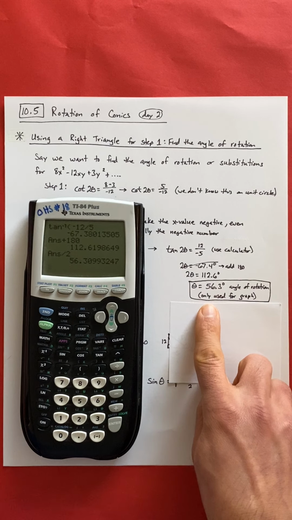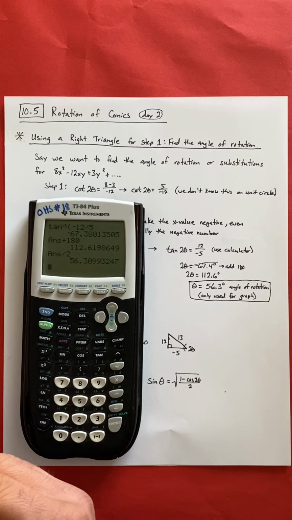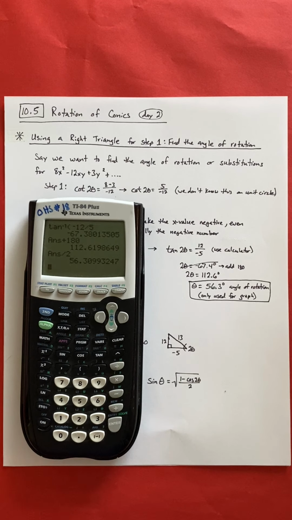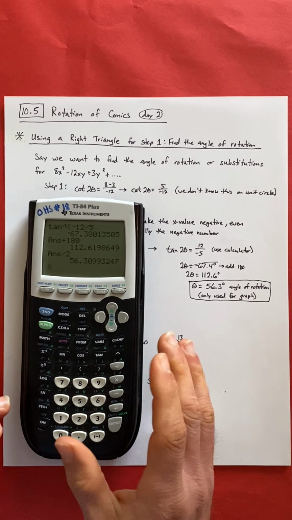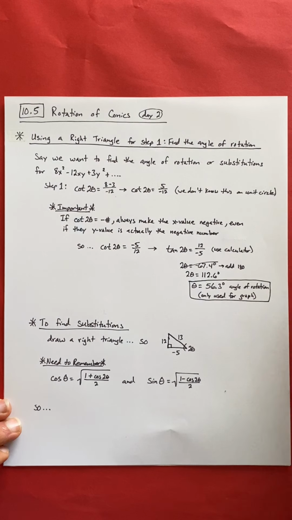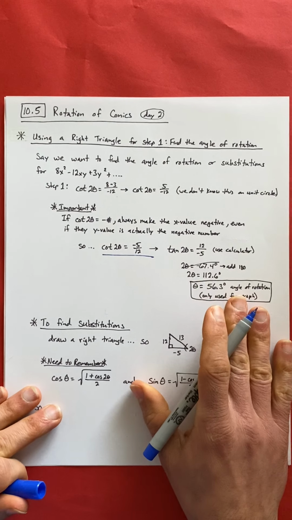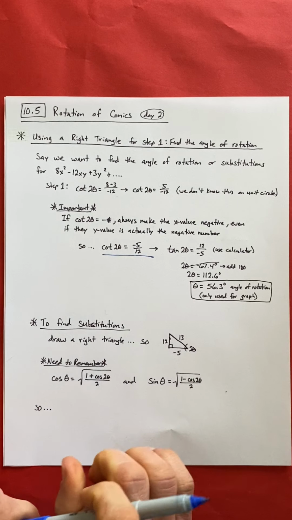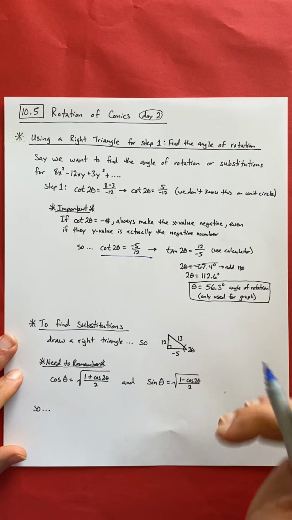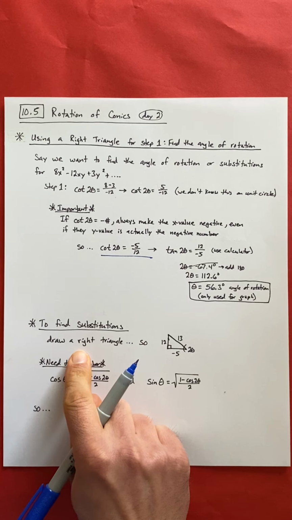And you can see I have written here, this is only used for the graph. Other than for graphing purposes, I don't need that 56.3 degrees. So let's say I gave you this problem and I wasn't asking you to graph it. Then what I would do is say, okay, I've got this. Great. Next thing I need is substitutions. I'm not actually going to find the actual angle of rotation. So how do I find the substitutions then if I don't know what theta is?